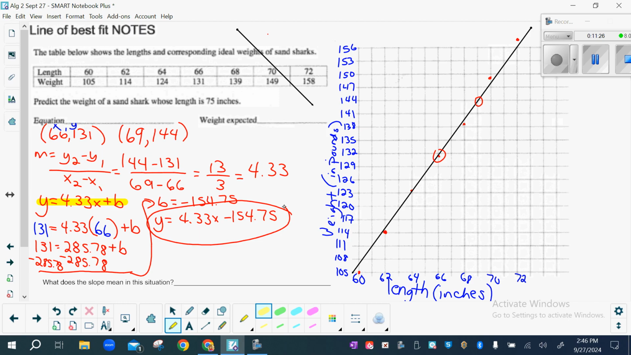So our equation is y equals 4.33x minus 154.75. And then we want to find, predict the weight of a sand shark whose length is 75 inches. So where do we put the 75? In place of the x, because the length is your x values. So we're going to use y equals 4.33 times 75 plus 154.75. And we get 479.5.